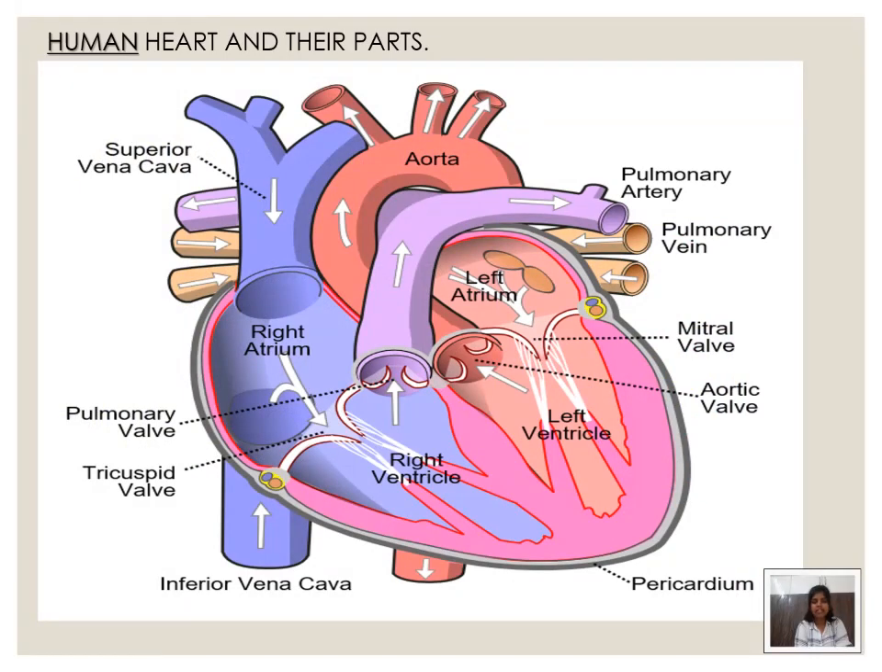Here we can see the human heart and its parts: two ventricles, right ventricle, right atrium, left atrium, aorta, pulmonary artery, pulmonary vein, mitral valve, aortic valve, pulmonary valve, tricuspid valve, superior vena cava and inferior vena cava.